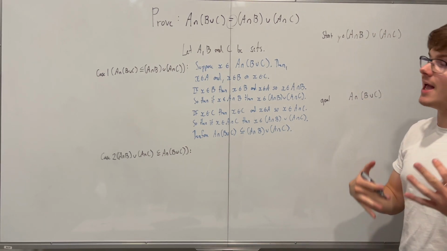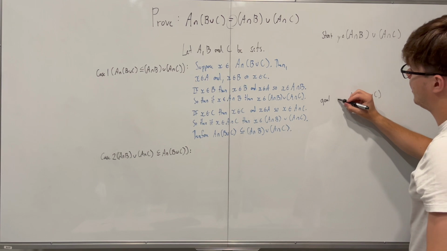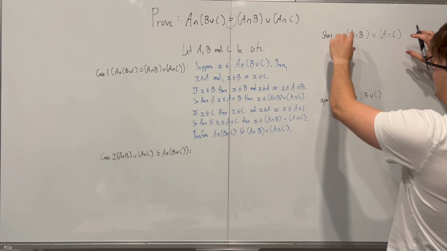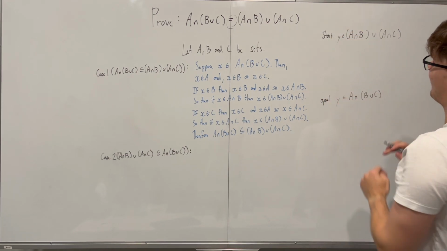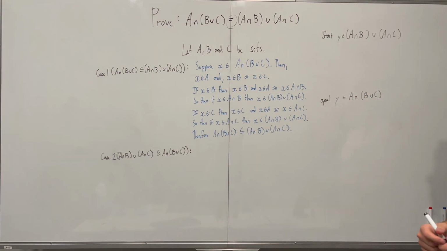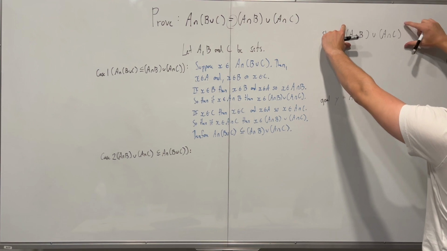So Y represents any element in this set. And if we can show that any element Y in this set can also be an element of this set, then since any element in this set can be here, then this makes this a subset of that, right? So let's go ahead and do that. So first thing we should do is break apart what it means for any element to be in this set.